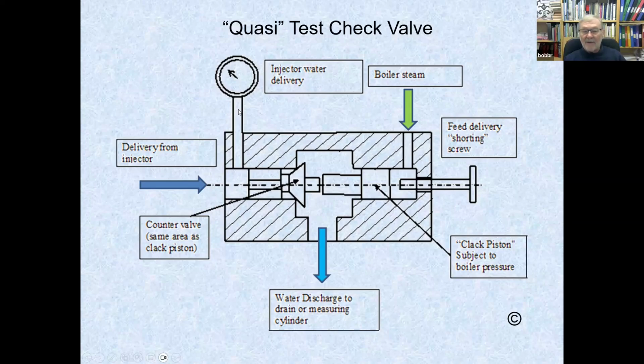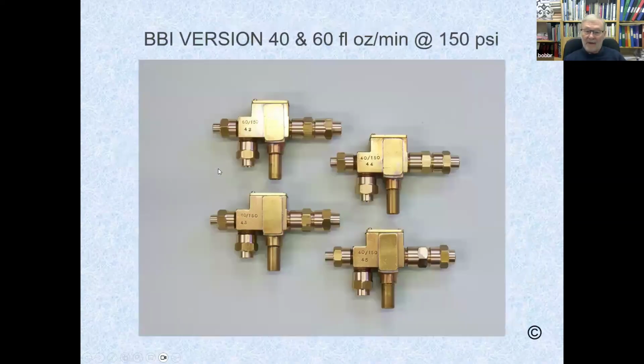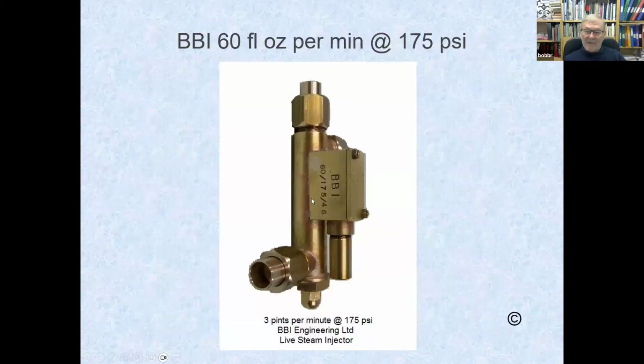And you can get that curve that I showed you drawn from taking this through various pressures up, maybe 20 pounds per square inch at a time, and you'll develop the curve and you'll see what the injector is capable of doing. These are some injectors I made for a guy in America. They have got a non-return valve on, so they're for use on a steel boiler. This is one I made for a traction engine, 3 pints a minute.